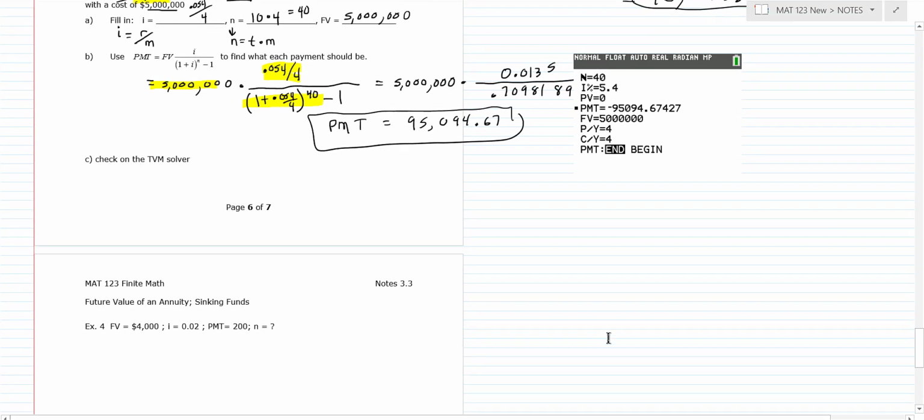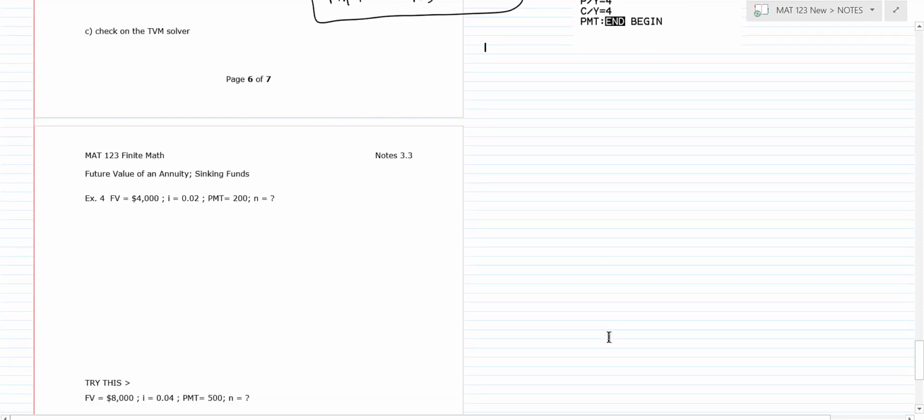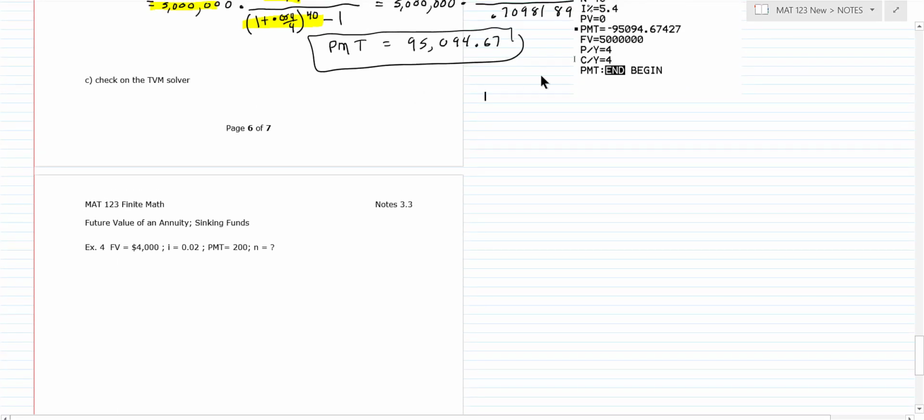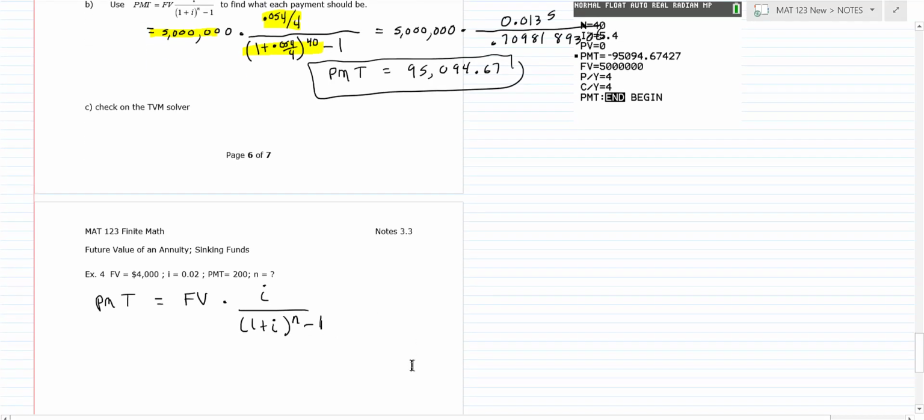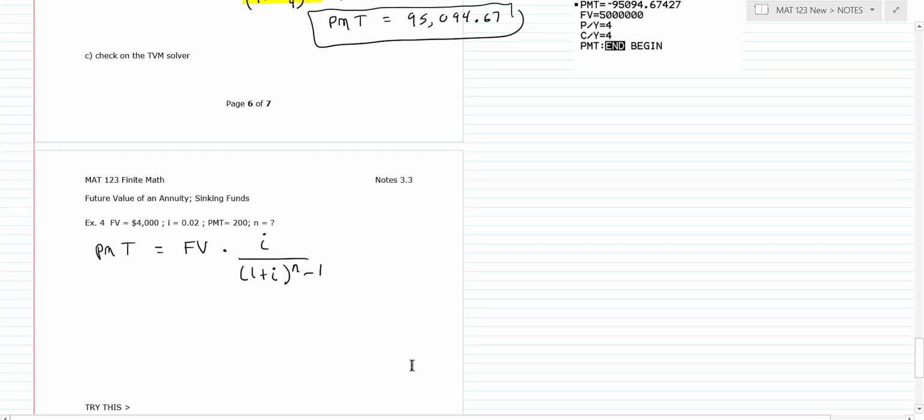Okay? All right, so let's do one on this one then. And this one I'm just kind of giving you what everything is. So I want to set up the formula. So I would start on this problem by writing down the formula. We're going to do this one on the TVM solver. But the formula is payment is equal to future value times i over (1 plus i)^n minus 1. So we're just going to plug everything in. I want to make sure you know how to do that, but then we'll do it on the TVM solver.